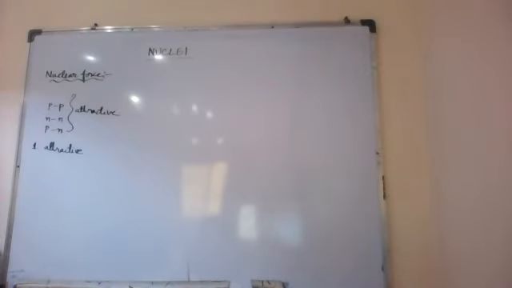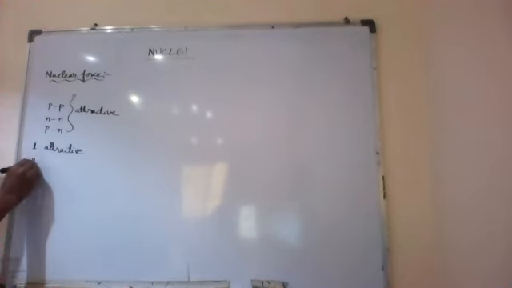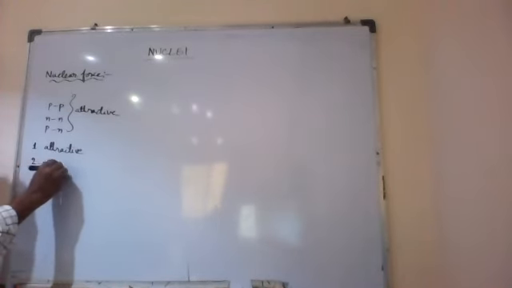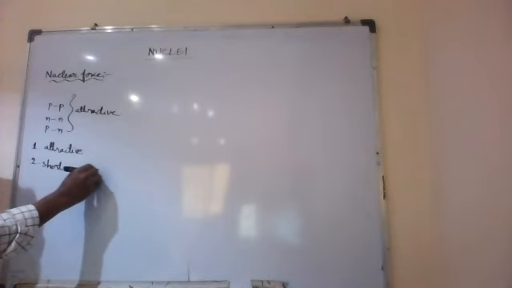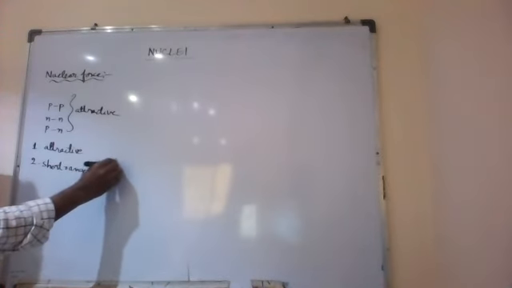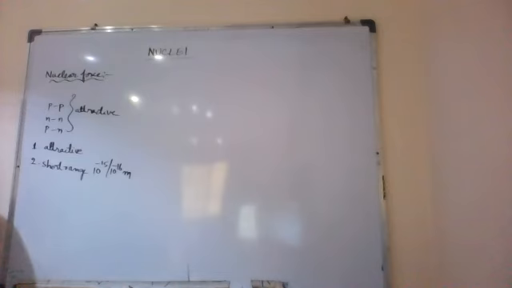The second one is short range. Nuclear force is short range. How much is it? About 10 to the power of minus 15 to minus 16 meters. It comes in Fermi. Very, very small. Now protons and protons are attractive. Inside the nucleus, they are attractive.